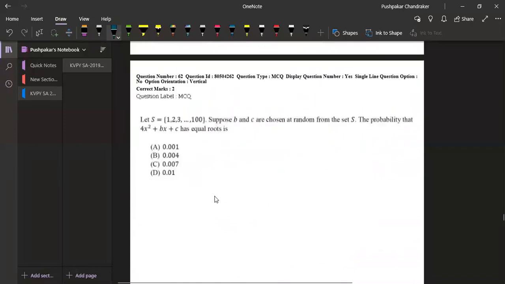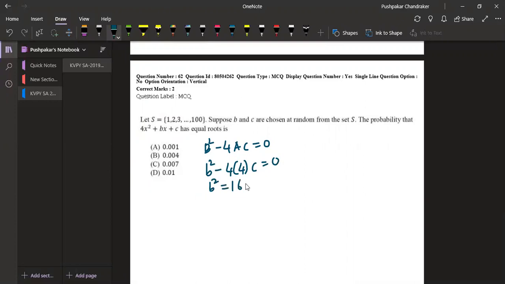Next, question number 62. Probability problem. So equal root they are saying. Probability that this equation has equal roots. So B square minus 4 times AC should be 0. Discriminant must be 0 for equal roots. It means B square minus 4 times 4 into C should be 0. It means you get B square equals 16C.